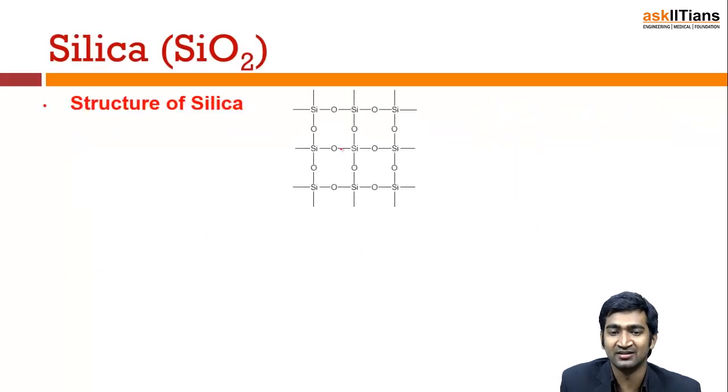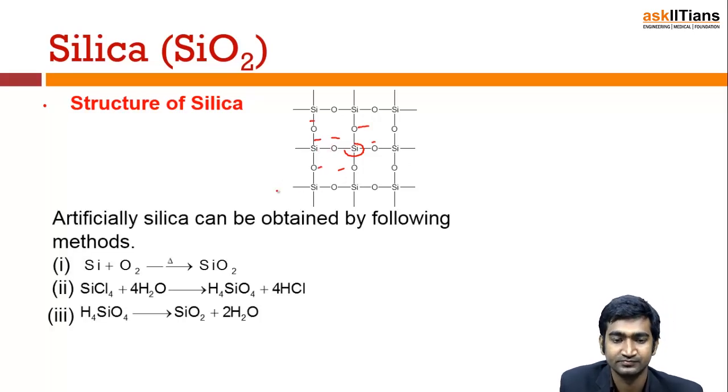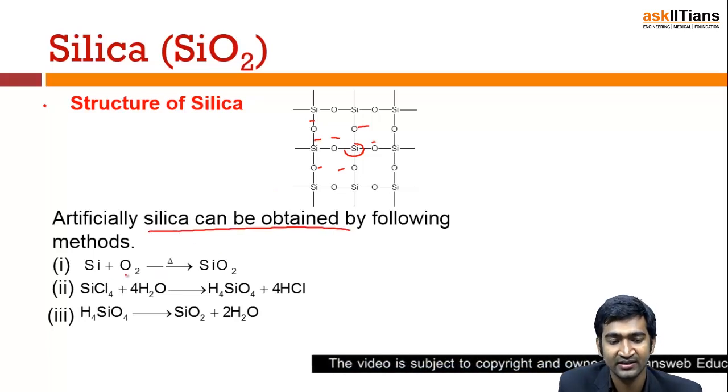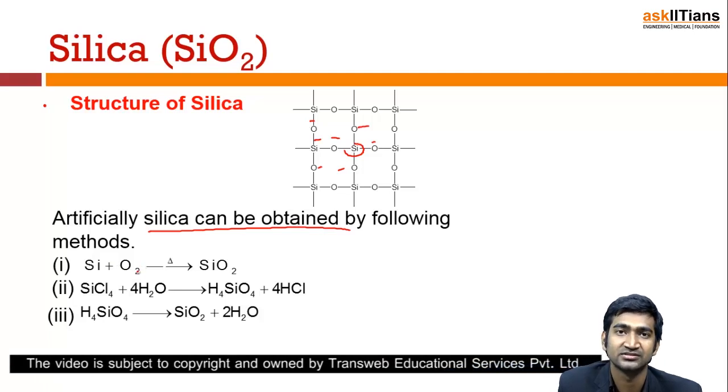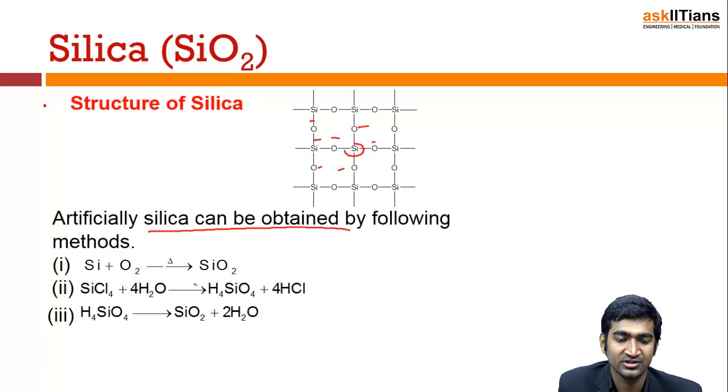Now the structure of silica. See, this is the structure of silica. It has a network of silicon and oxygen, and that oxygen is again attached to a silicon and oxygen. So it is a network of silica. Artificially I can obtain silica by these methods. If I directly heat silicon in air, in the presence of oxygen, it will give me SiO2. Then SiCl4 plus 4H2O will also give silica. First it will give me H4SiO4, and when I heat this, I will get my silica. These are the artificial methods to prepare silica.